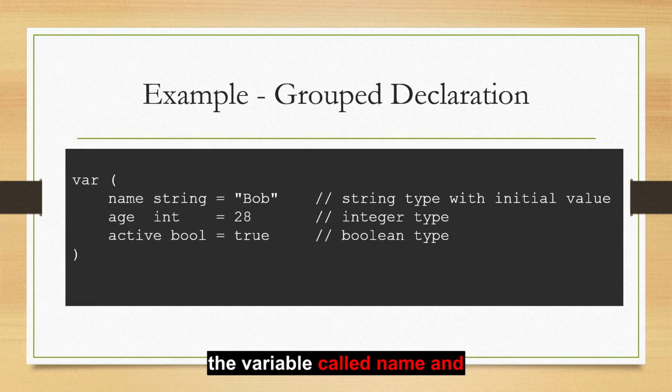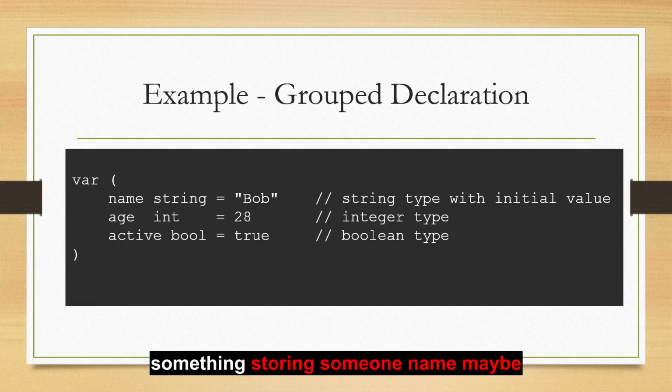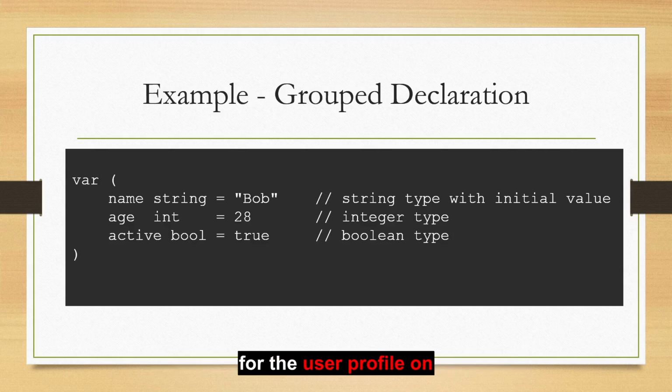We are creating a variable called name and its type is string. We are giving it the value Bob. So this is like storing someone's name, maybe for a user profile. On the next line, we have declared age int equals 28. So here age is an integer. We are assigning the number 28 to it.